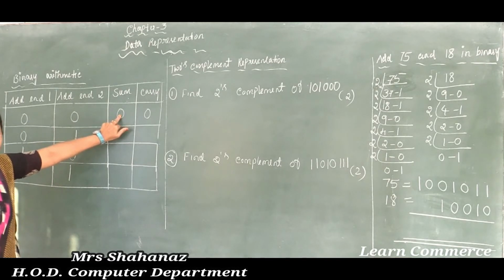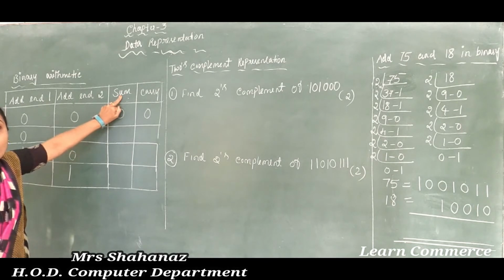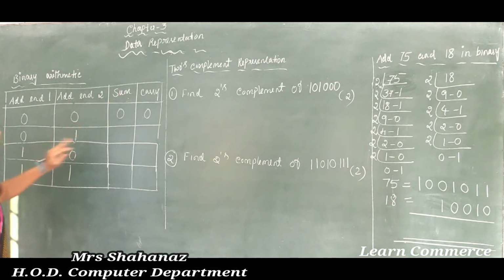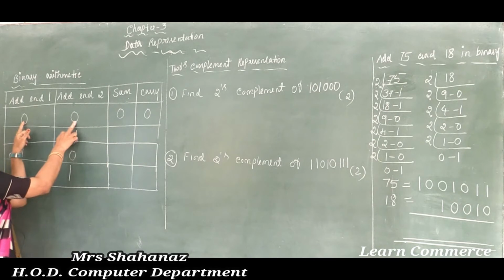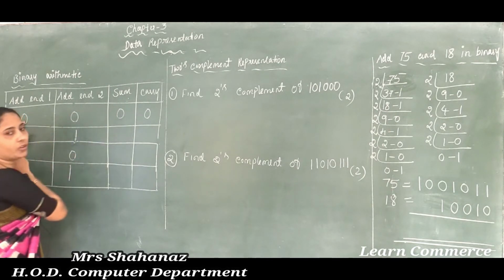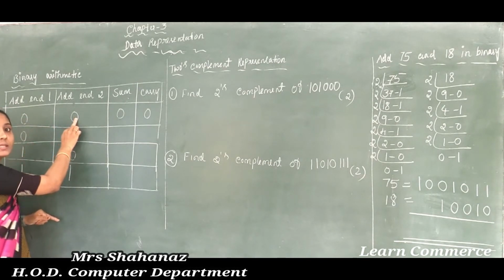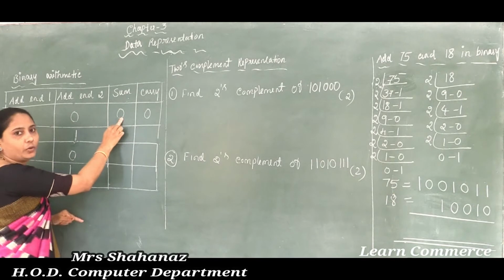Now we know that the column name is the sum column. The column name is SUM. That means we need to add the first column and the second column to write the answer for the sum column. So 0 plus 0, when you add 0 plus 0, always the value is 0.